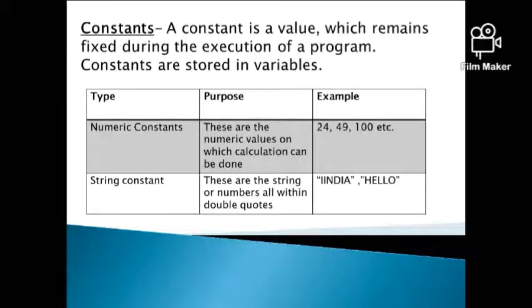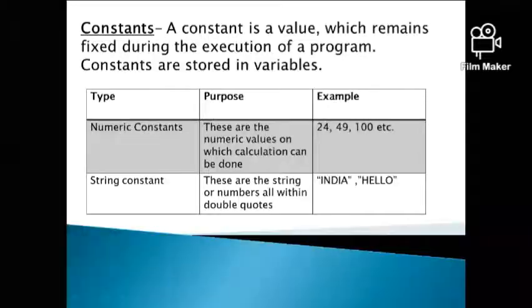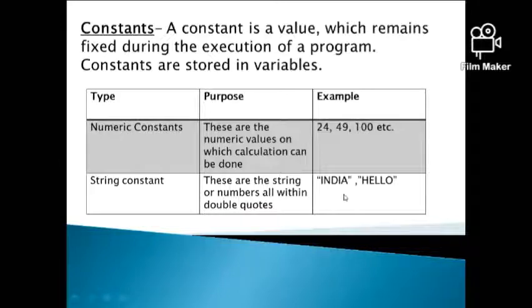We have two types of constants like variables, numeric constant and string constant. Numeric constants are numeric values on which calculation can be done. Examples are 24, 49, 100. All the numbers can be included in numeric constants. String constants are strings or numbers all within double quotes like this. Here in double quotes, India is here and hello is here, and both are in double quotes. It means these are string constants.